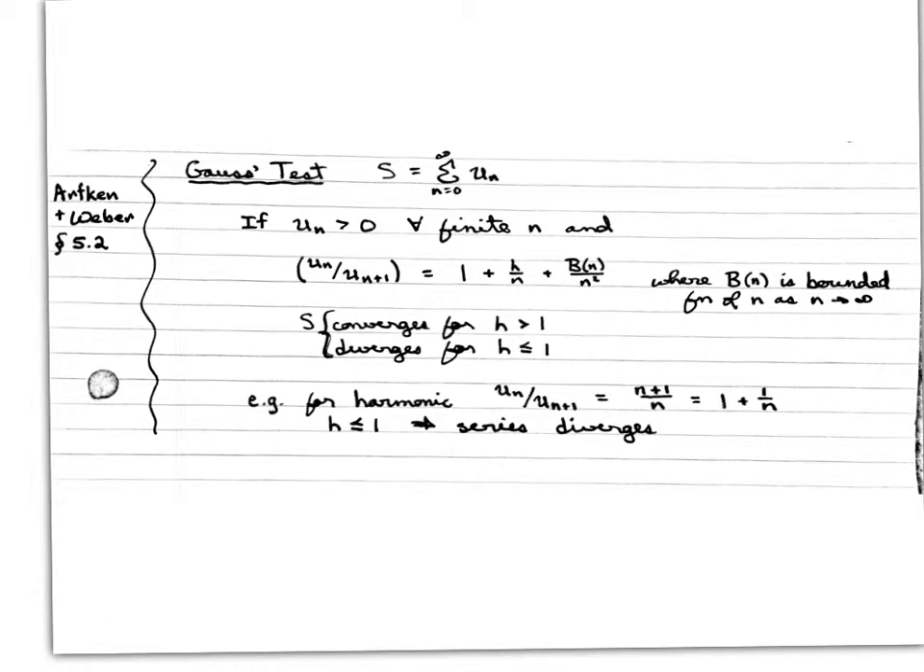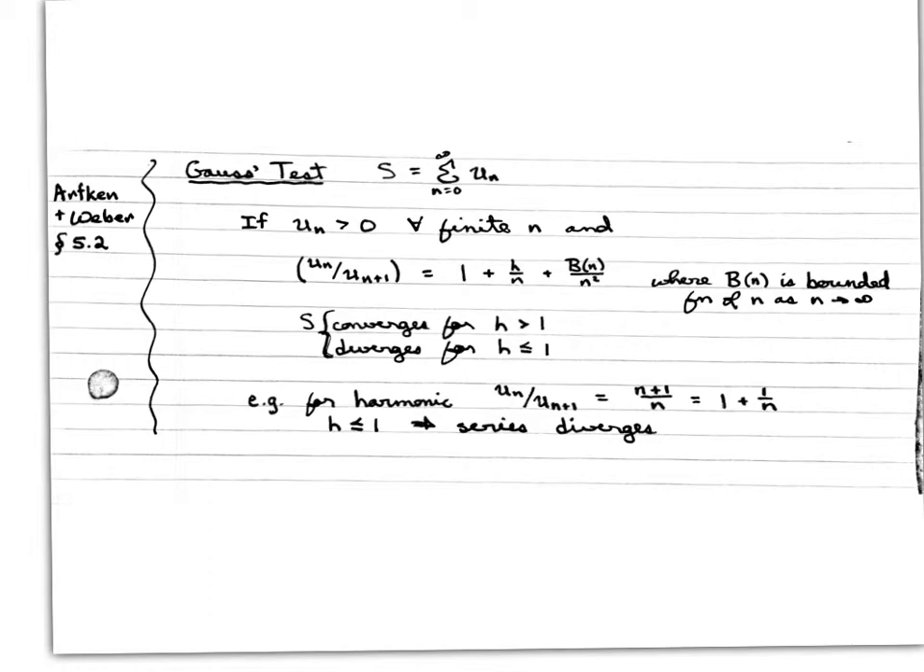Under that restricted set of circumstances, Gauss's test is very informative. It tells you that the series converges if that number h is greater than 1, but it diverges if h is less than or equal to 1. So it covers all cases of what h could be and gives you a definite answer. However, if some of the u sub n's are negative for finite n, you're out of luck. Or if you couldn't write this ratio in this very particular form, you're out of luck. Let's try it on the harmonic series.